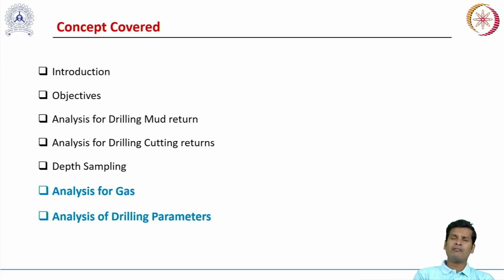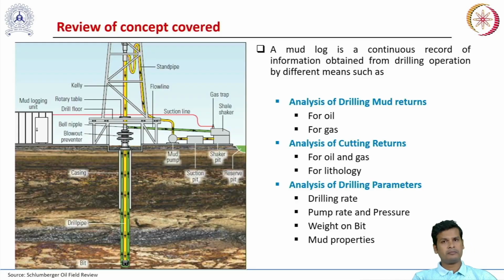So this way this gas could be identified. After that, we will also discuss what the different drilling parameters are, how we can analyze the drilling parameters, and what type of information they can give us. Thereafter, we will discuss a sample mud log and we'll see how these tests are performed and how this information is presented in a sample mud log. So starting with, we have already discussed how to analyze the cuttings, then how to analyze the drilling mud for the presence of oil. Today we will discuss how to analyze for the gas and then analyze the different drilling parameters such as drilling rate, pump rate, temperature, weight on bit, and mud properties.